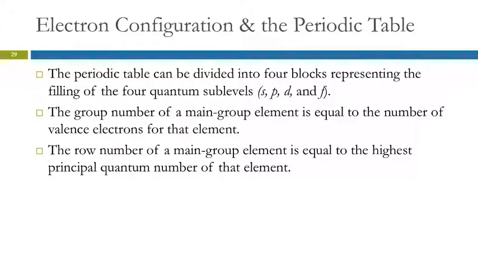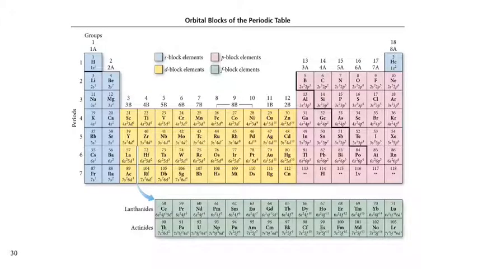Then I'm going to show you how you can find that ordering in the periodic table. We can divide the periodic table into 4 different blocks that represent filling of the 4 different kinds of quantum sublevels, S, P, D, and F. The group number for main group elements equals the number of valence electrons, and the row number for main group elements is equal to the highest principal quantum number. Okay, so here is a color-coded periodic table. Over here in blue, this represents the S block. Pink represents P, yellow represents D, and green represents F.